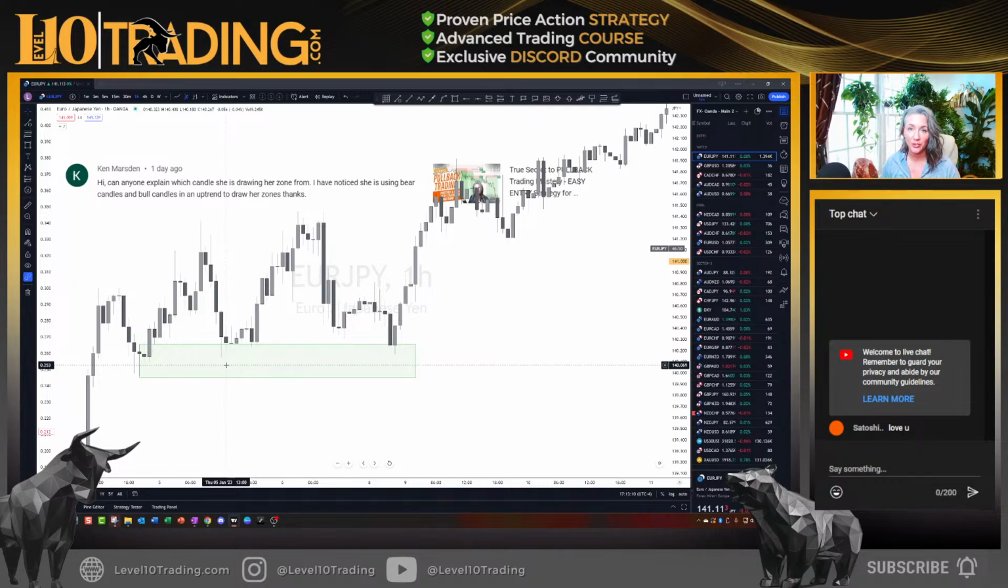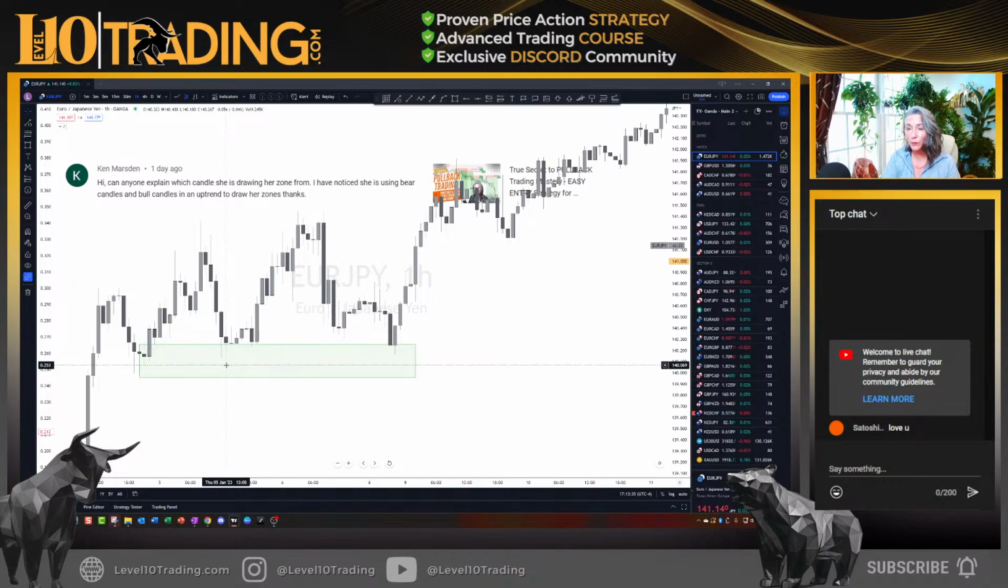I want to see structure being broken. I want to see new buy zones, new demand zones being formed. And that's what I'm going to base part of my entry off of. Now, I also have multiple different confluences that I use to give confirmation to my entries, but zones are the life force of my strategy.